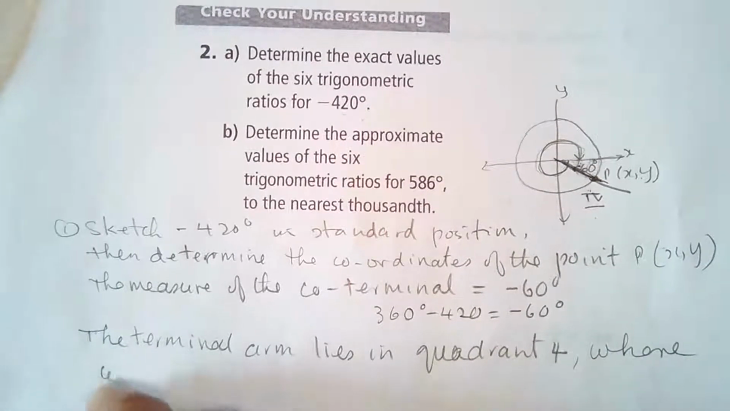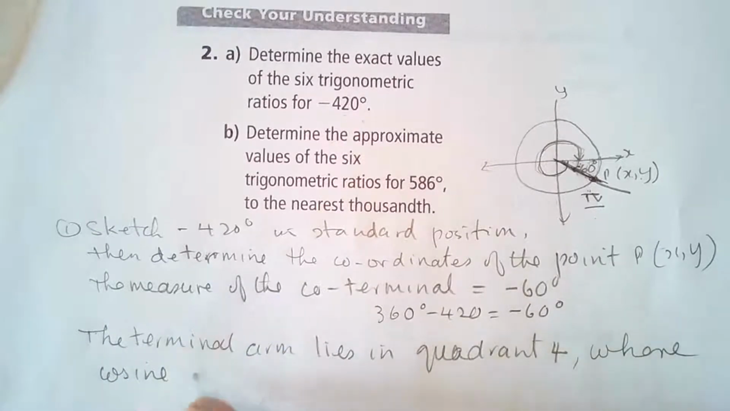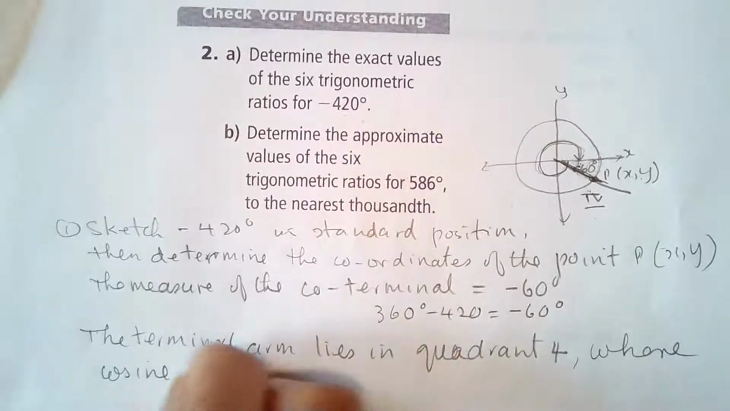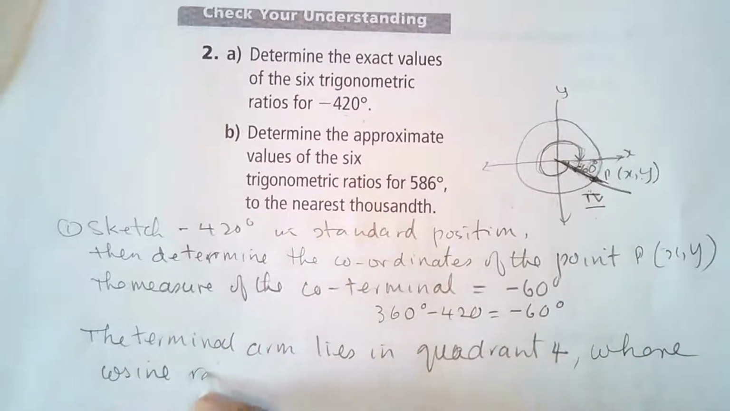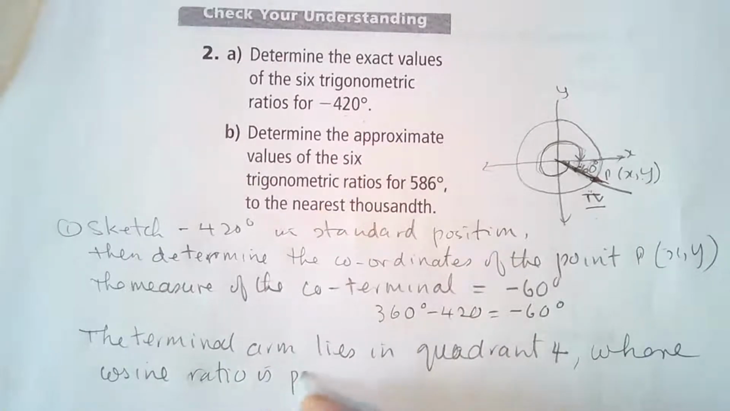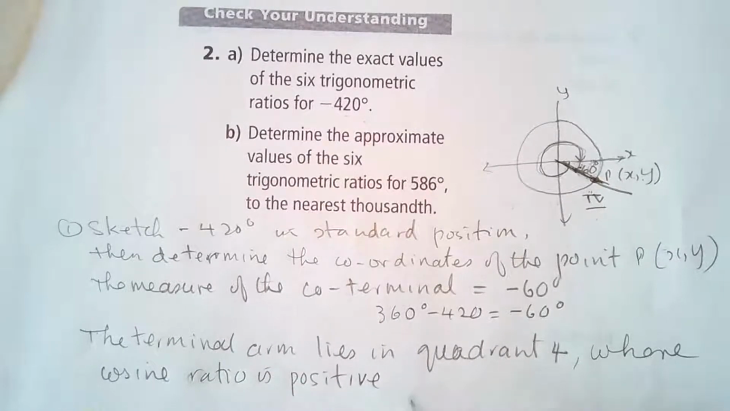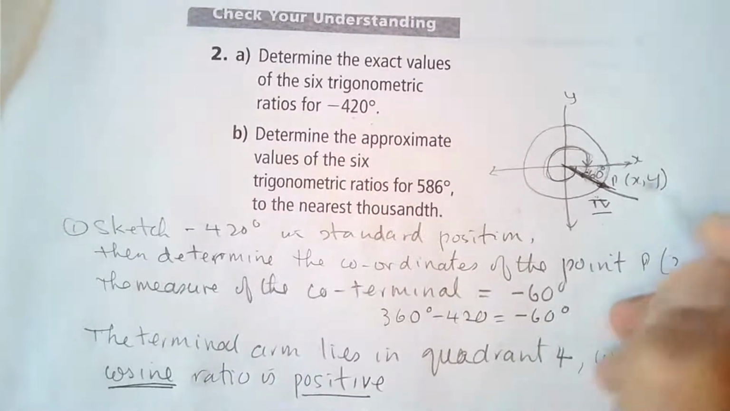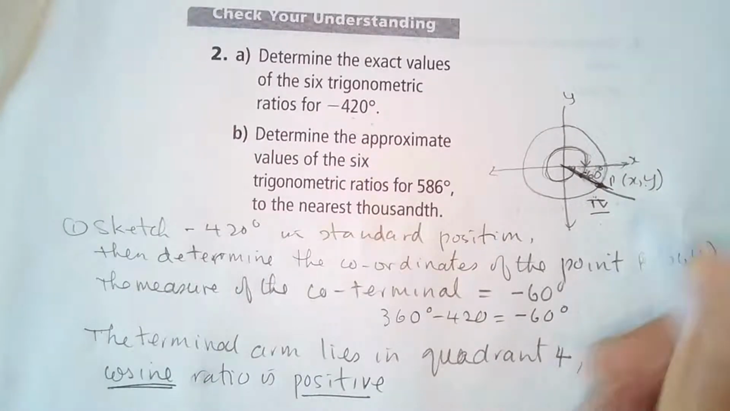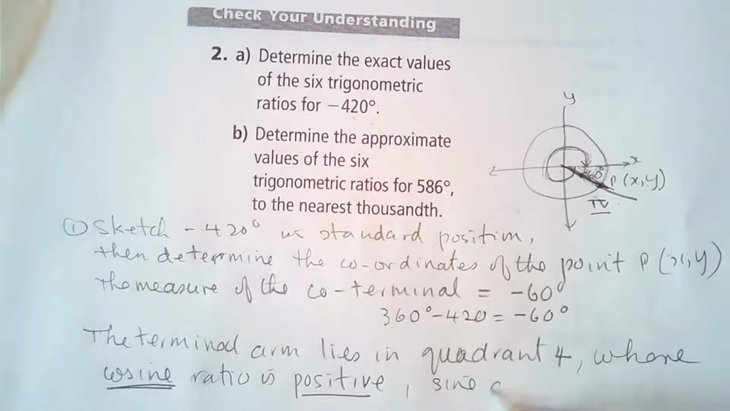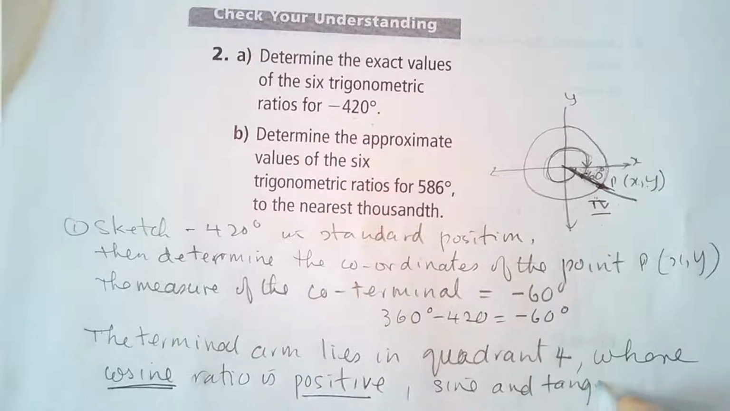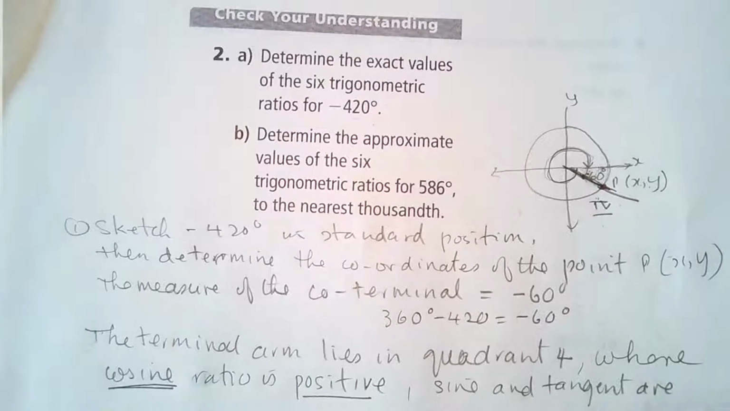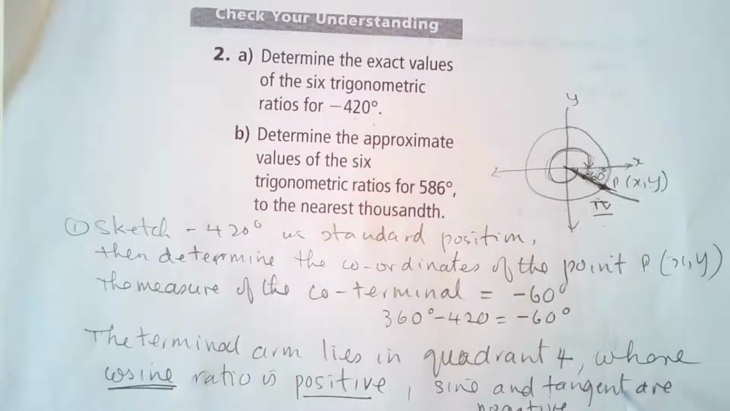Where the cosine ratio is positive. So we can say the cosine ratio is positive. And so we have the cosine is positive, and the sine and tangent are negative, right? So sine and tangent are negative. And we know that from our CAS rule, right?